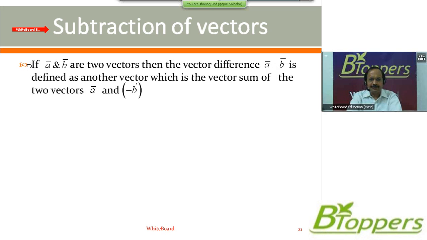If A bar and B bar are two vectors, then the vector difference A bar minus B bar is defined as another vector, which is the vector sum of the two vectors A bar and minus B bar.